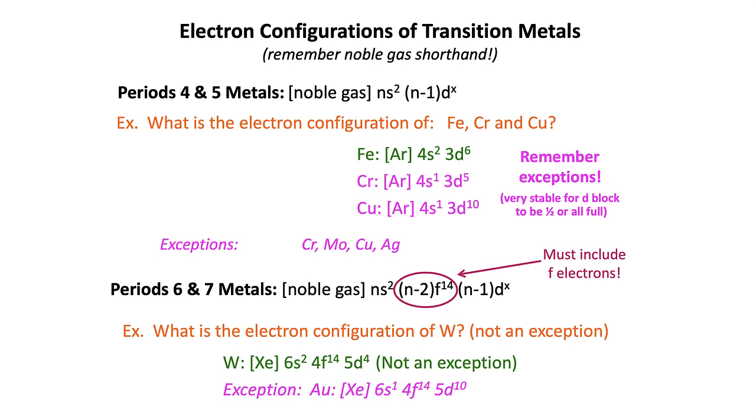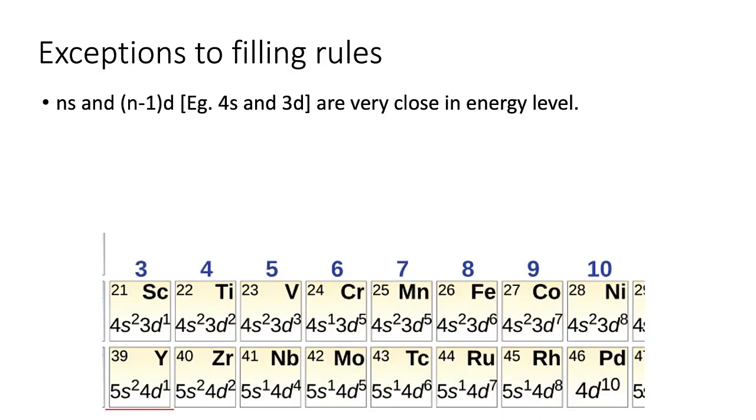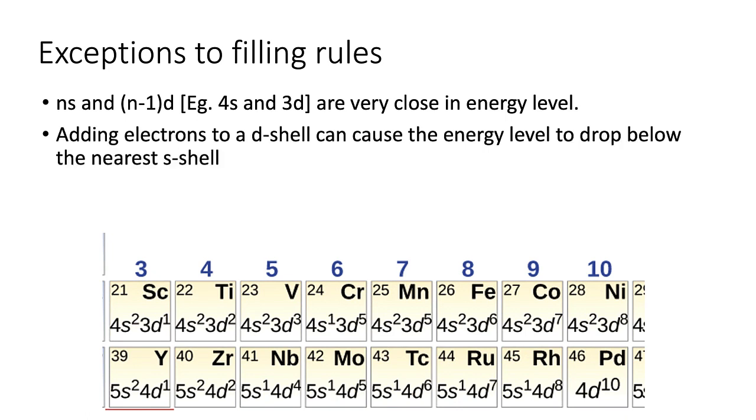Again, we mentioned these F sublevels just to make sure that we're counting those electrons properly. We're not really going to need to consider breaking up that F sublevel or anything like that in this video. Okay, again, there are exceptions to filling rules. The idea is that 4s and 3d are very close in energy level, and this closeness in energy level is the exact same if we were dealing with 5s and 4d as well.